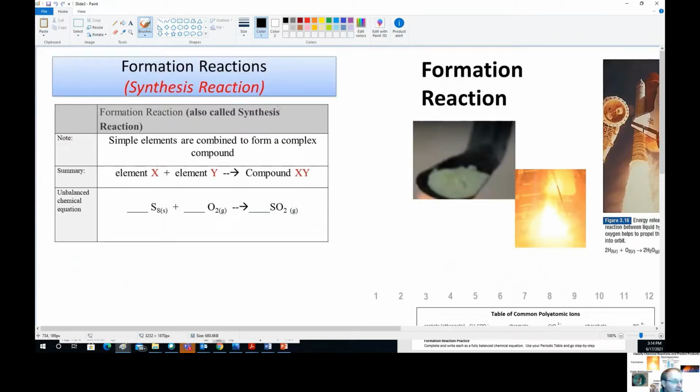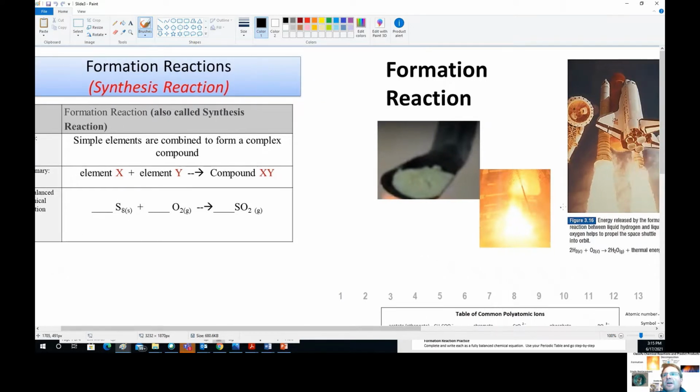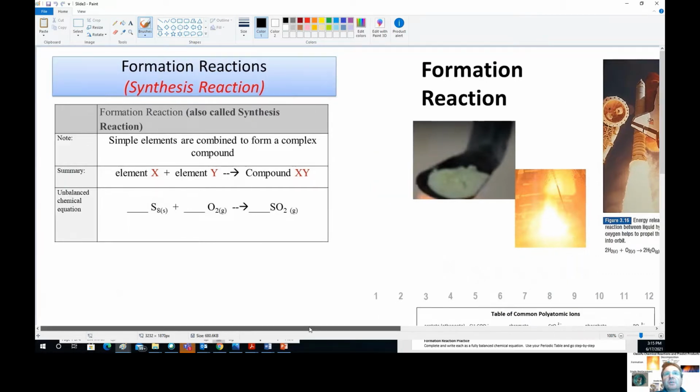All right, and take these notes with me. Always pause the screen. Again, make sure you've got your periodic table, and we can see a couple formation reactions right here. We've got sulfur combining with oxygen to make sulfur dioxide, and this is hydrogen gas and oxygen gas combining in an explosive reaction to create water. Believe it or not, that reaction releases a ton of energy and can literally launch the space shuttle. But in a formation reaction, you have simple elements making a compound.